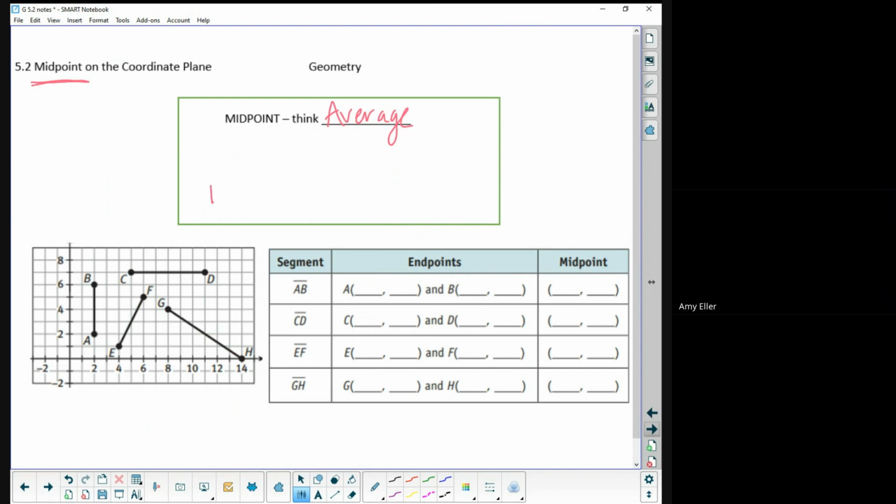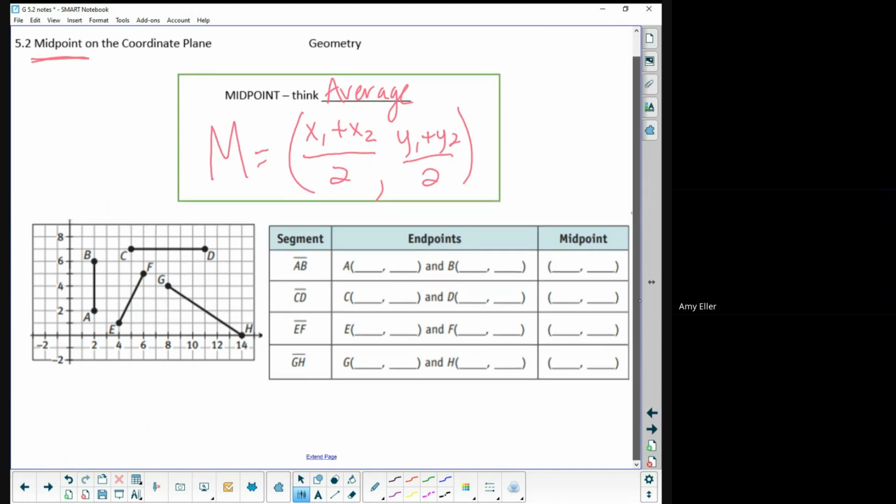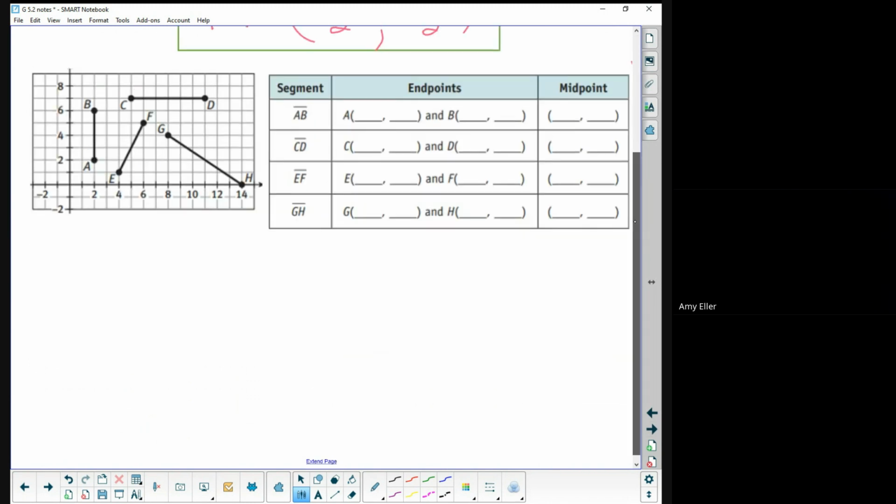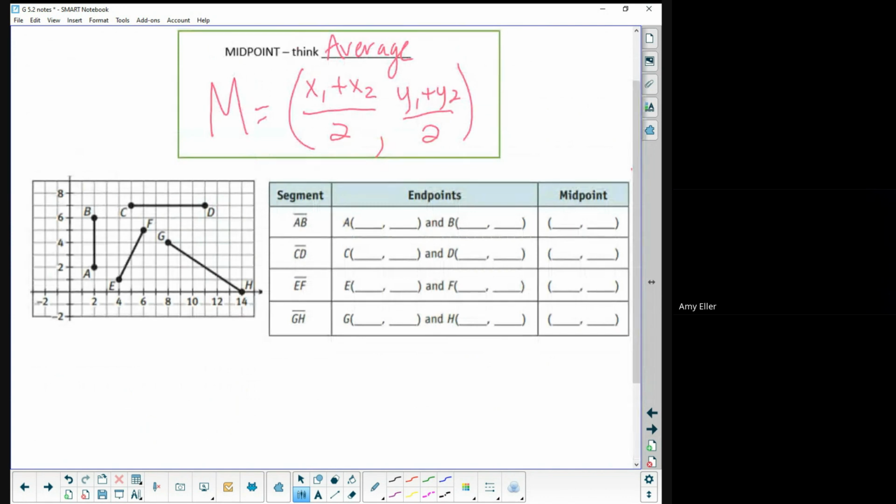That leaves us with this important midpoint formula. To find the middle point, you're going to add the x's and divide by 2. You are going to add the y's and divide by 2. You will be left with a point, a middle point.